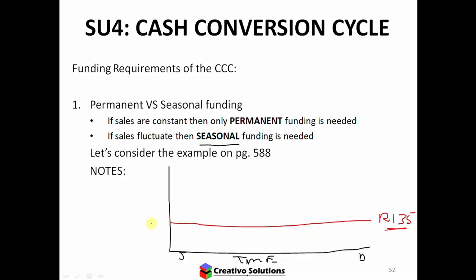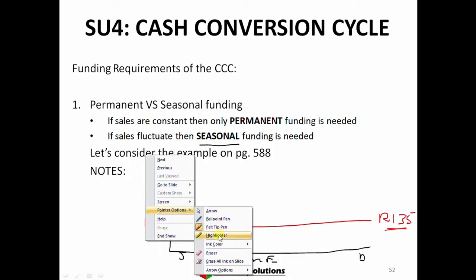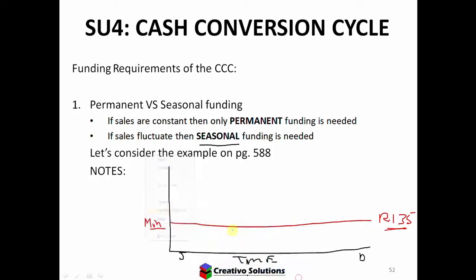All businesses need this minimum, meaning the smallest possible amount that I need. Then you'll see in the textbook they've shown all of these different fluctuations. Obviously there's going to be a high point, and that high point is the peak or the maximum.